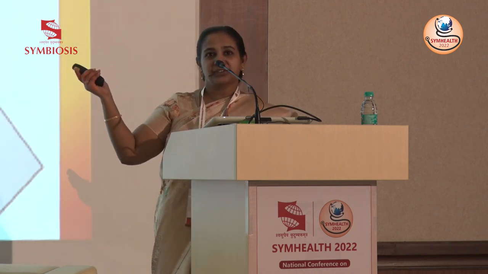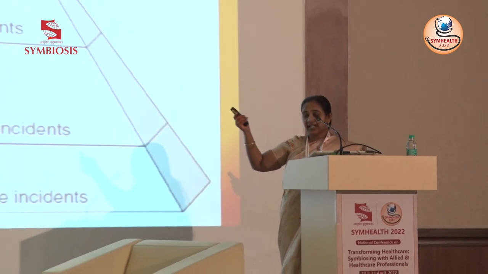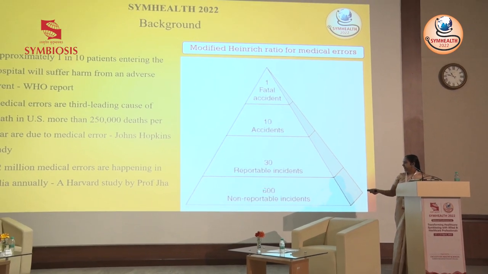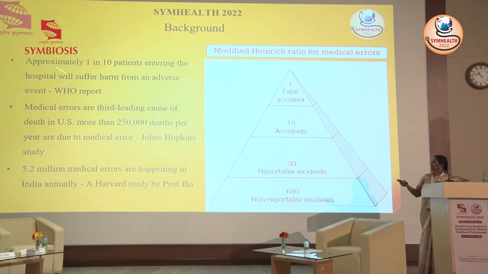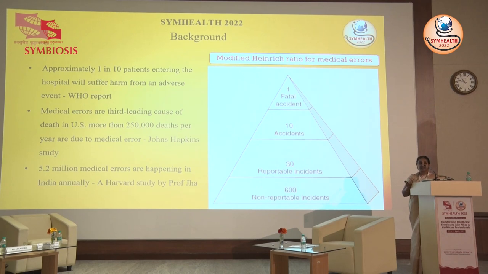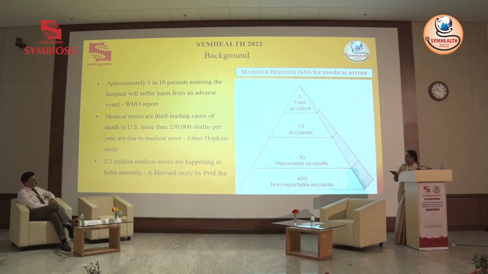So, sir has already shown you this, where fatal accidents happen, and behind every fatal accident, you can see there are more than 600 non-reportable incidents also. So, that's huge. Approximately 1 in 10 patients entering the hospital will suffer harm from these adverse effects. That's the WHO. And the Johns Hopkins study tells that in the US, there are more than 250,000 deaths per year just because of medical errors. And a Harvard study by Professor Jha says that 5.2 million medical errors are happening in India annually. That's a huge number. So we try to reduce them.